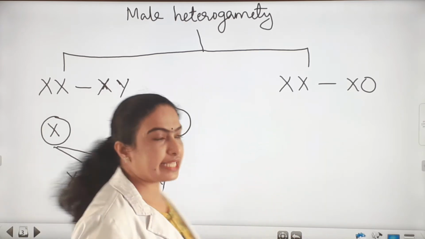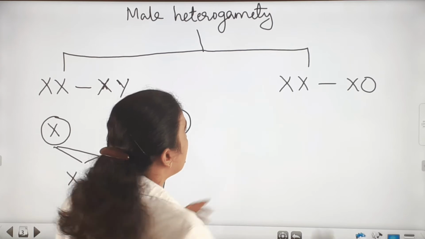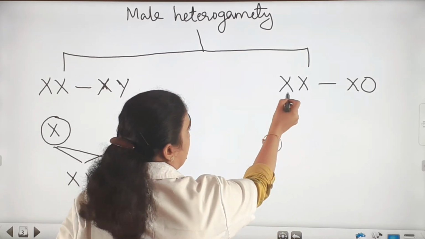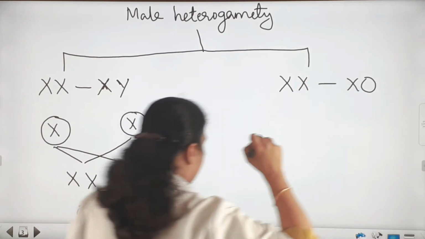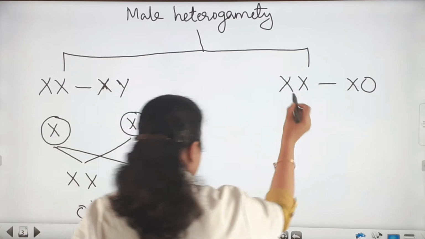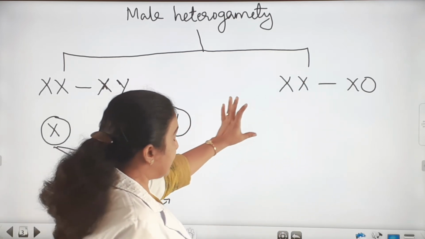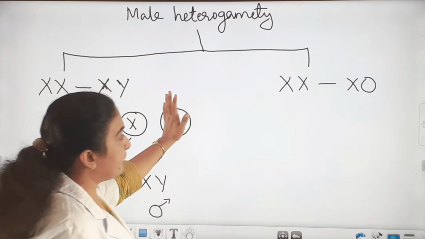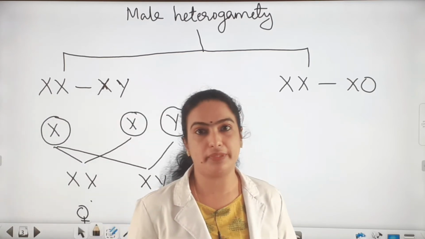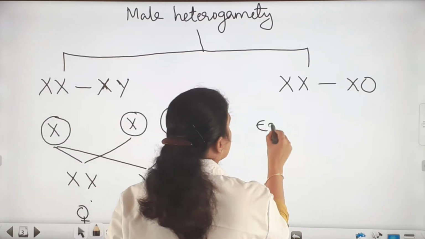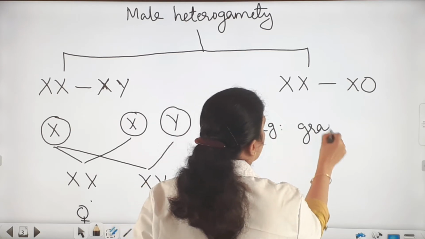In this XX, X0 type, as I told you, this is the female parent and this is the male parent. This type of sex determination we can see in the grasshopper. Example, grasshopper.